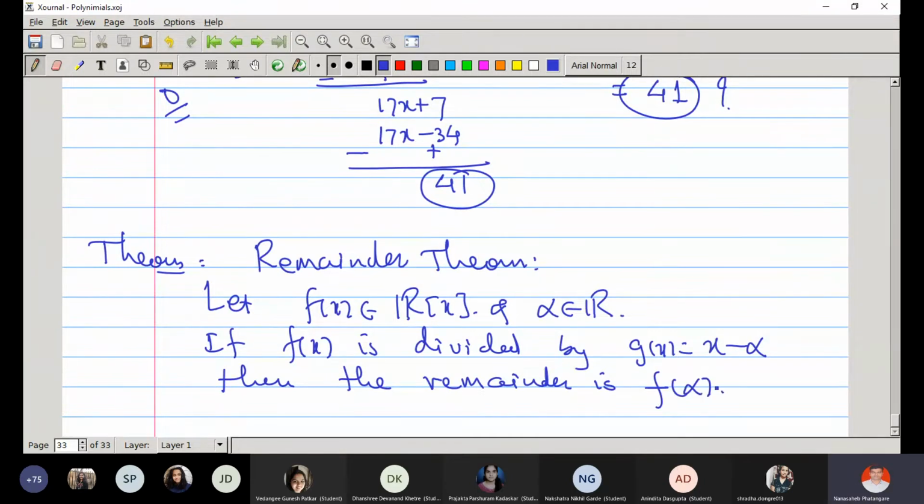The statement is clear. What is the meaning of the statement? F of x is a polynomial. You choose any real number, and if you divide that polynomial by x minus alpha, necessarily the remainder must be f of alpha.